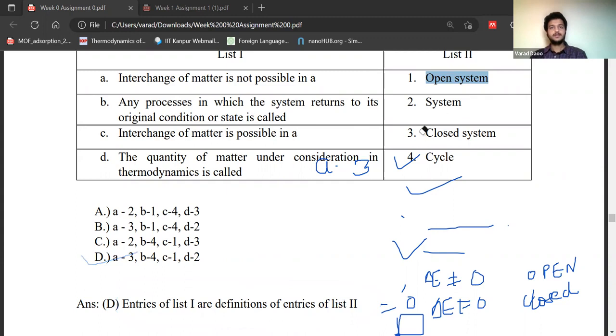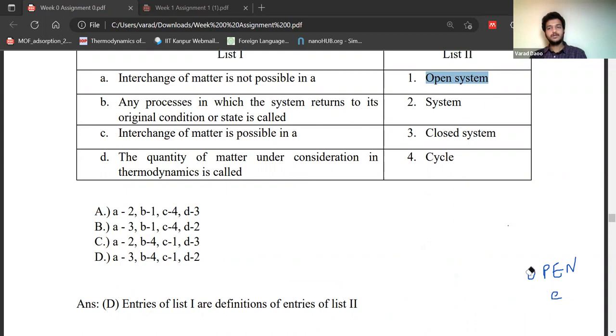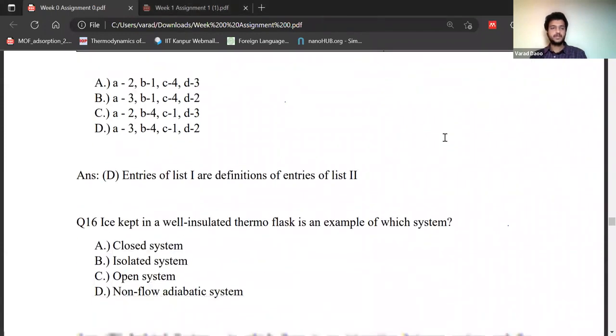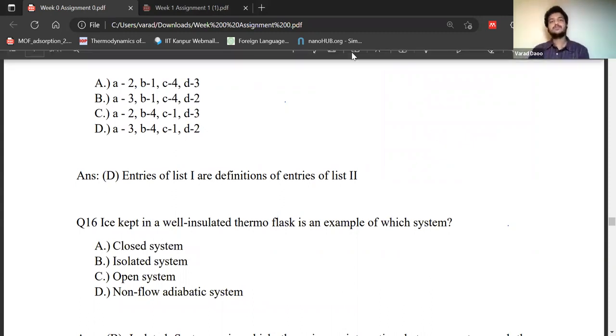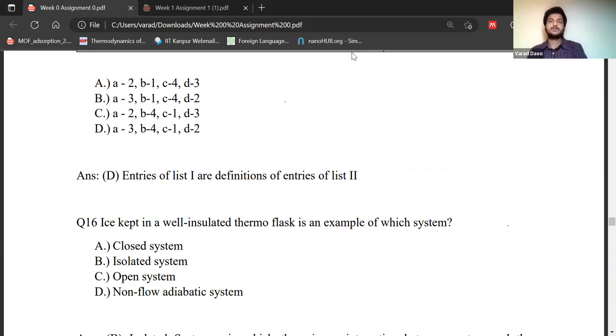Okay. So is this clear to everyone? If anybody has questions, they can ask. So I'll wait for 1 minute. Otherwise, we'll go to the next question. I'll wait 1 minute if anybody has any questions. Nobody has any questions.